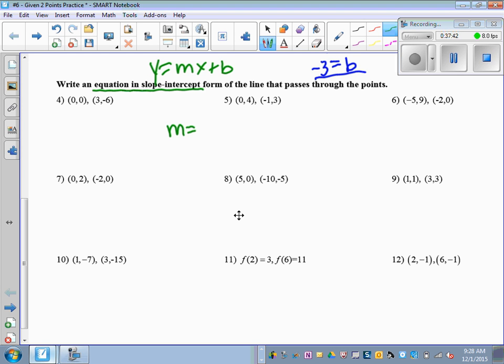How do I find my slope? You've got y2 and y1. Good. Minus. Very good. So y2 minus y1, so 3 minus 4, divided by x2 minus x1. Negative 1 minus 0. 3 minus 4 is negative 1. Negative 1 minus 0 is negative 1. So my slope is just 1.